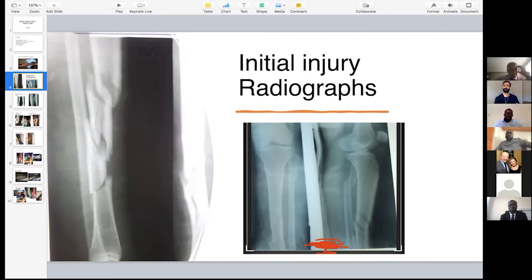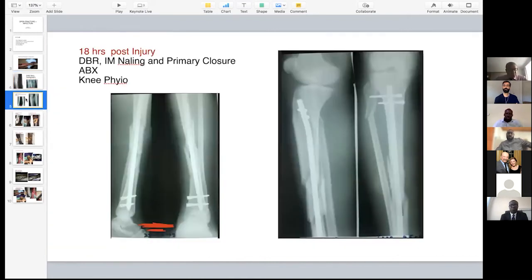In the ER, at first look, the wound was washed and covered with saline. He was started on antibiotics and some other necessary prophylaxis. 18 hours post-injury, he was taken into theater. Next slide, please. So we had the debridement done. The fracture was nailed, and we decided to do primary closure. He continued on his antibiotics.